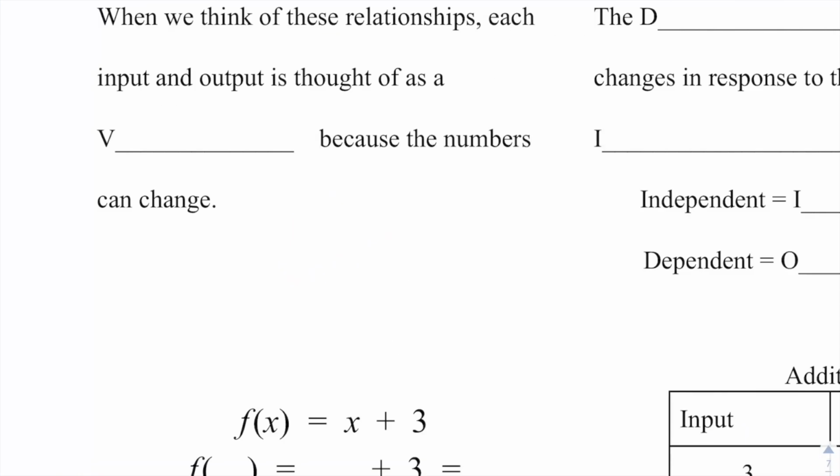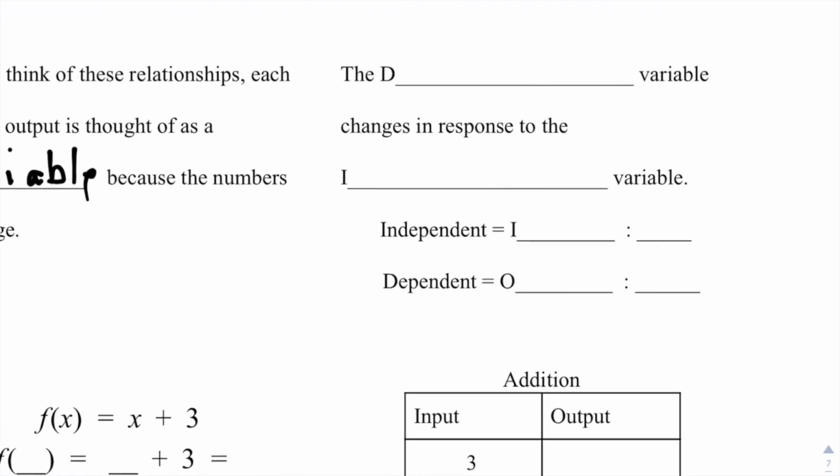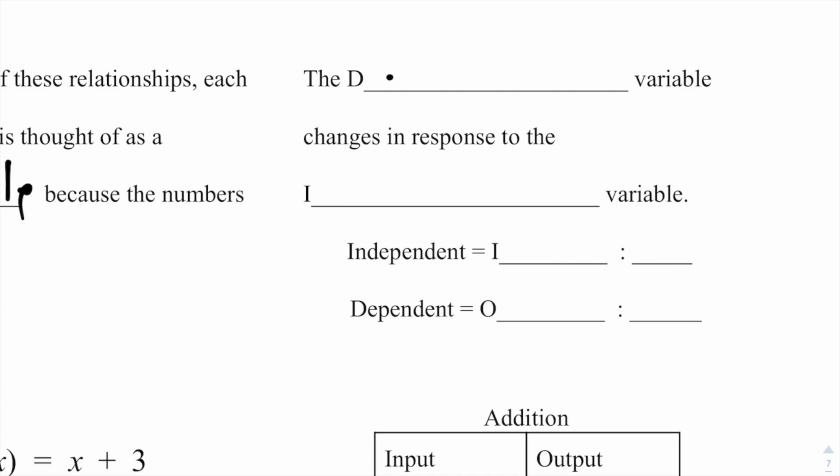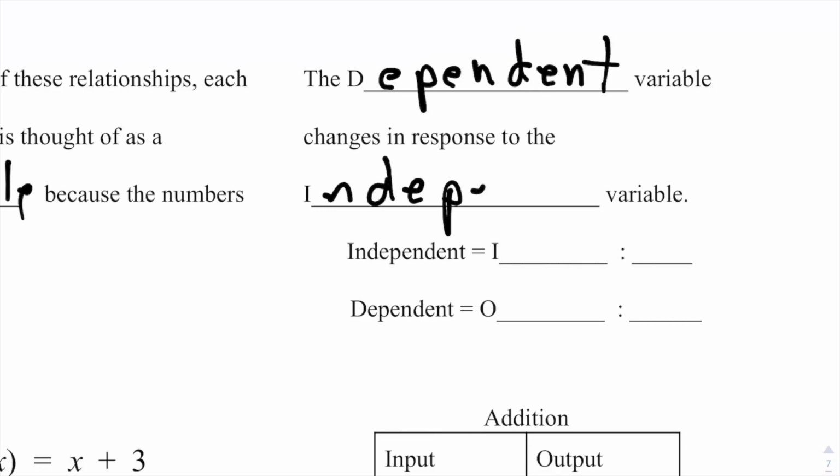When we think of these relationships, each input and output is thought of as a variable because the numbers can change. There are two types of variables. There's the dependent variable that changes in response to the independent variable.